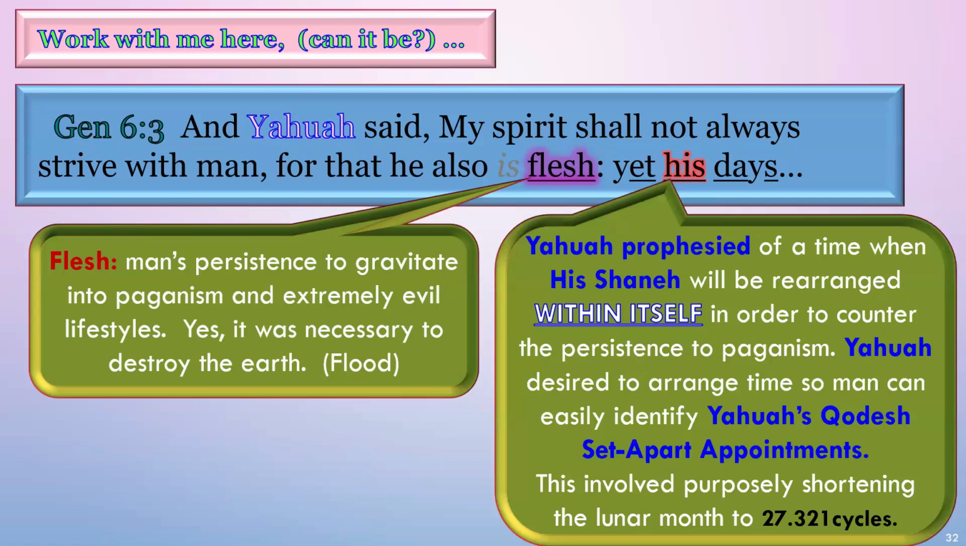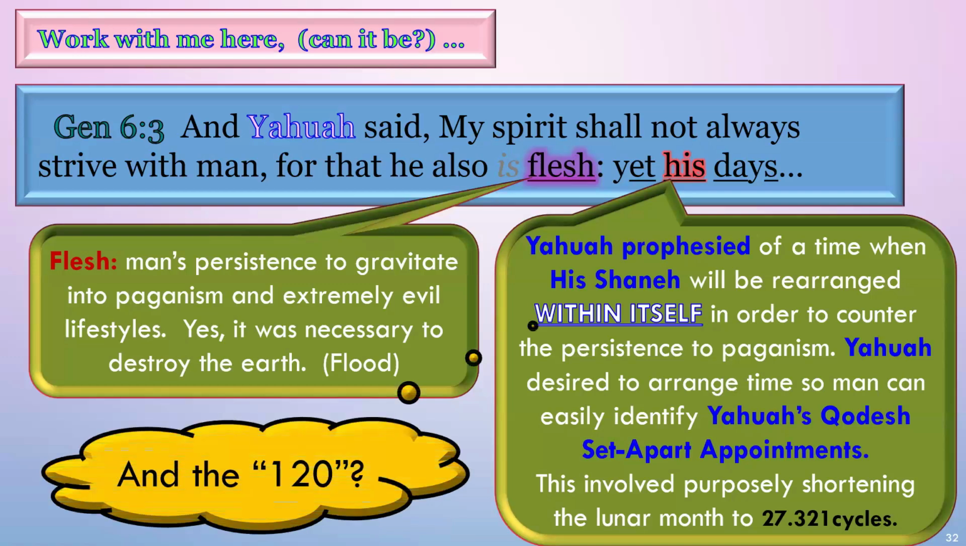Yahuwah prophesied of a time when his Shanae will be rearranged within itself, not outside. The peripheries won't be removed and rearranged. It will be a rearrangement within itself in order to counter the persistence to paganism. Yahuwah desired to arrange time so man can easily identify Yahuwah's Kodesh set-apart appointments. This involved purposely shortening the lunar month to 27.321 cycles. And what about the 120? Where does that come in?